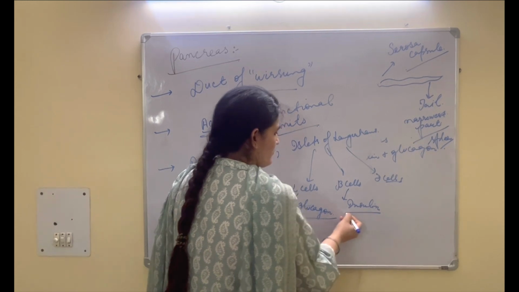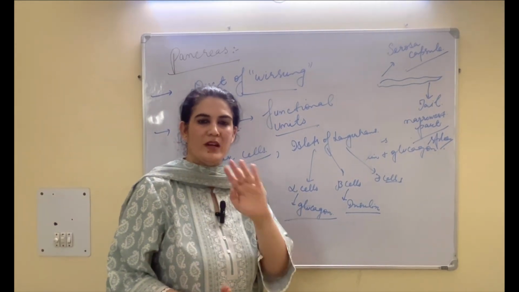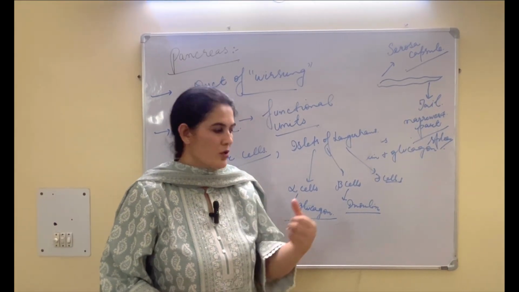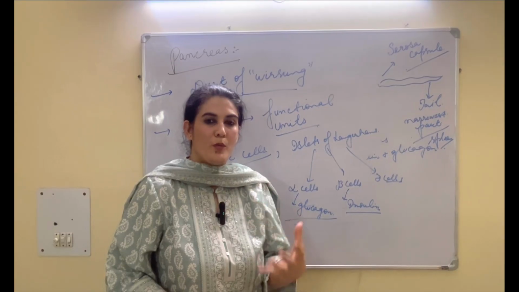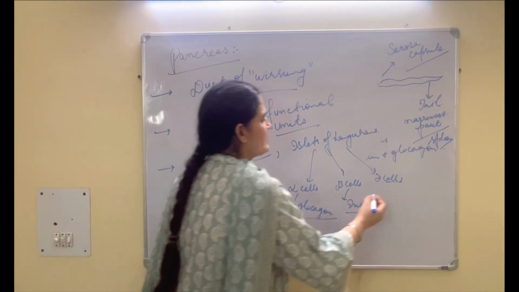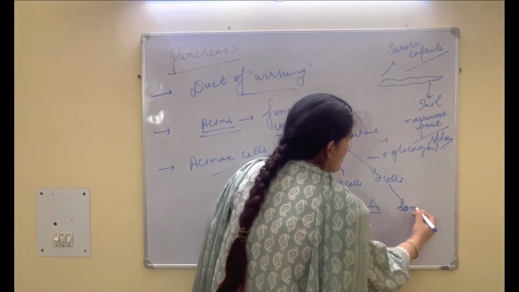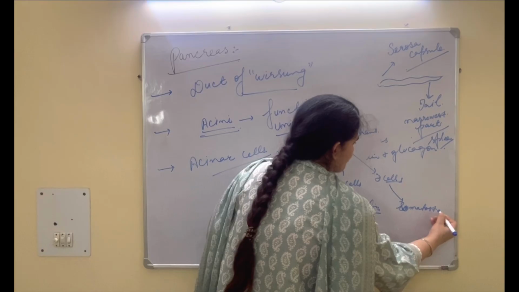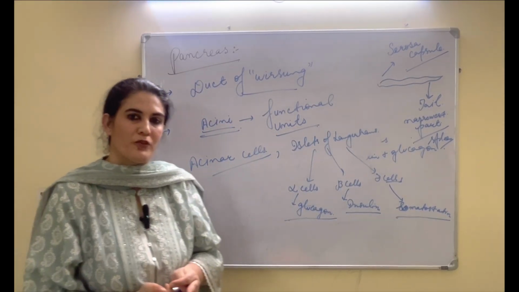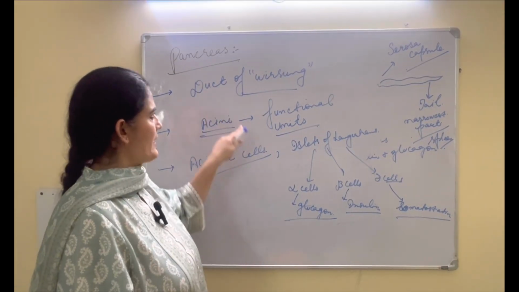What is the function of insulin? Insulin basically maintains the blood glucose level. If there is excess of glucose, insulin helps in absorbing that excess glucose to maintain the blood sugar level. And then delta cells release a hormone which is known as somatostatin. Somatostatin, students. Now, what is the function of this somatostatin? Let me explain that. I hope this is clear.